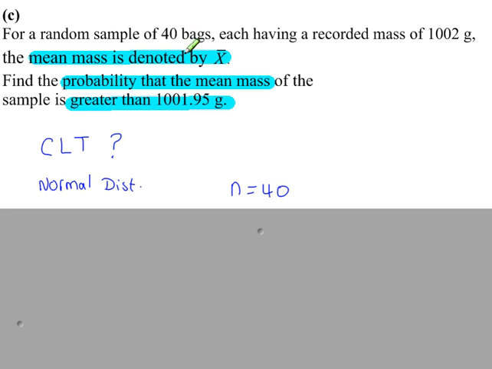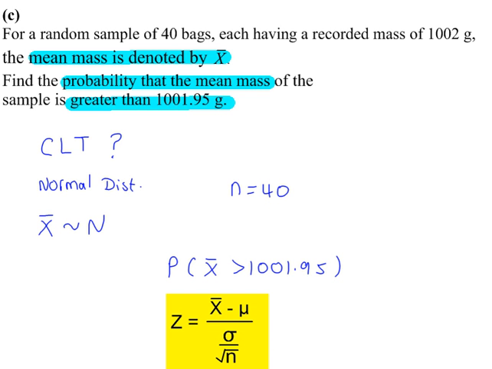So the population distribution is unknown. There's no mention of the normal distribution anywhere. The sample size is large, so it's at least 30. So the sample mean is approximately normally distributed. This is what we're trying to work out. So we're going to use this formula from the normal distribution and sample means to standardize and calculate this probability.